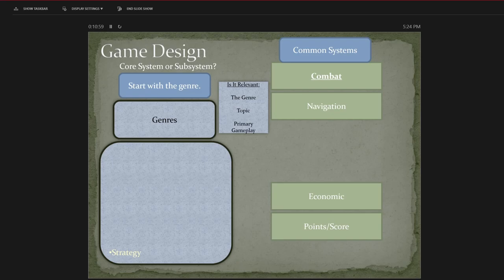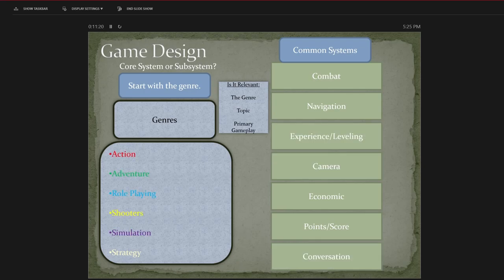Now, you could make an argument that because economy is so important in strategy games, that could be a core gameplay system. And you would be absolutely correct. Because if your economy is bad, then your combat is going to be bad because you can't produce the correct amount of troops. There we go. I hope that exercise helped to visualize and understand what a core system and its subsystems might be.